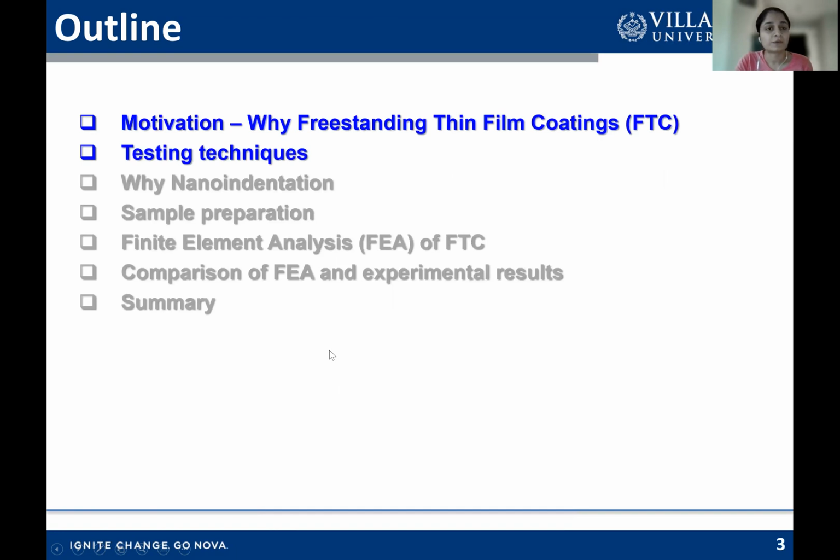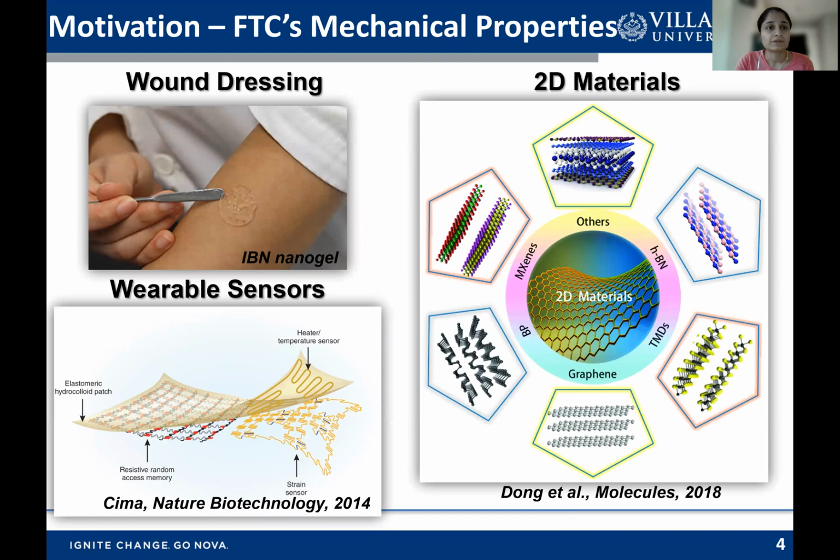So let's talk about motivation and testing techniques first. In the field of wound dressing, wearable sensors, and 2D materials, mechanical properties are of utmost importance. So it becomes a major requirement that we study the mechanical properties before using these elements or materials.